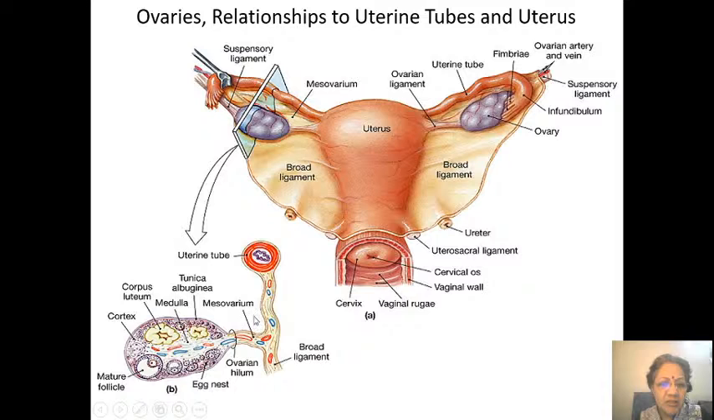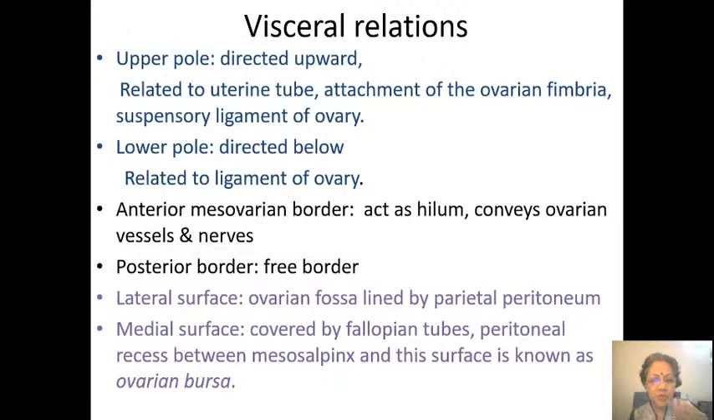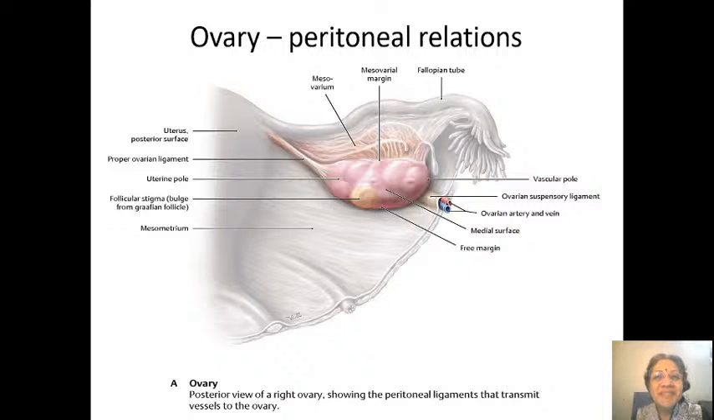This space is the ovarian bursa. This pocket between this one and this one is called the ovarian bursa, not the ovarian fossa. Ovarian fossa is this side, the side wall pocket, the side of the pelvis pocket in which the ovary is sitting. So please don't confuse the two. Even if you forget bursa, it's okay, but ovarian fossa is extremely important.